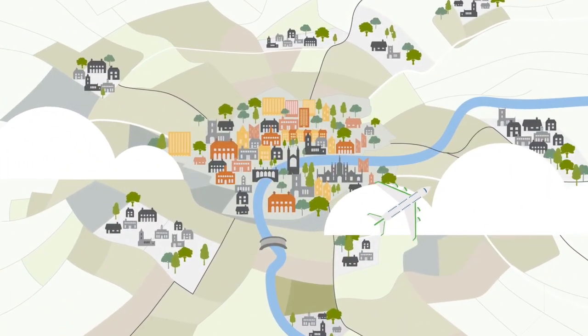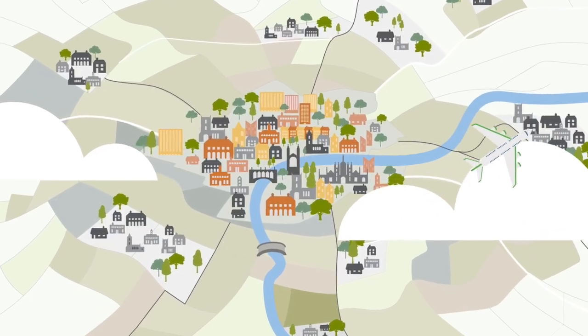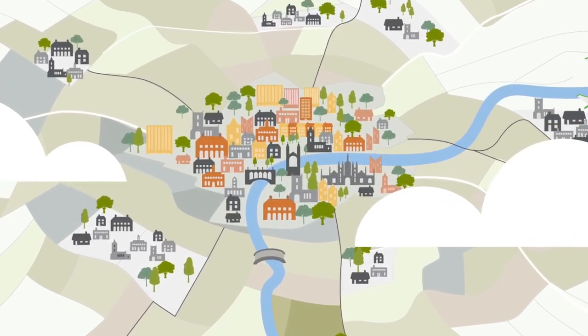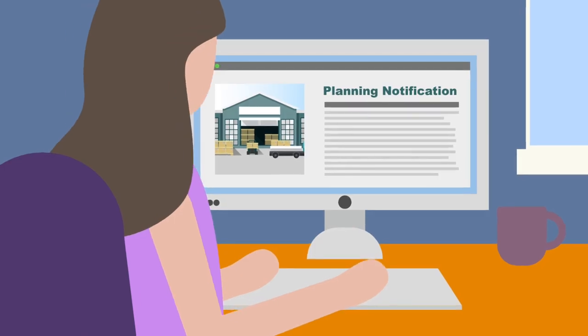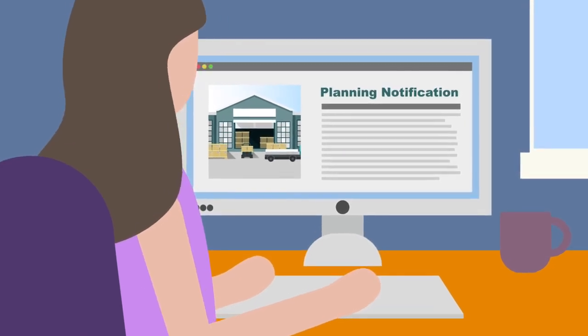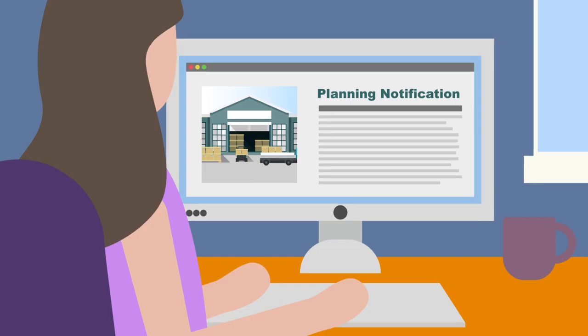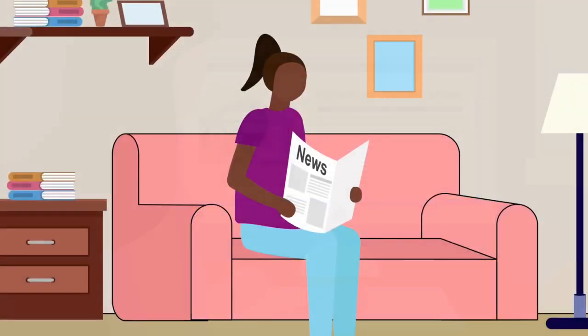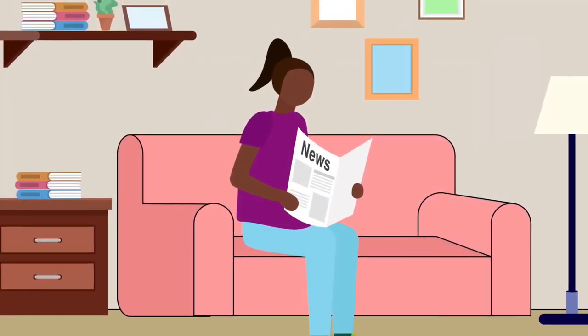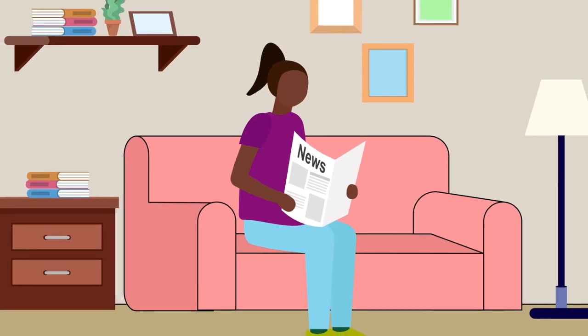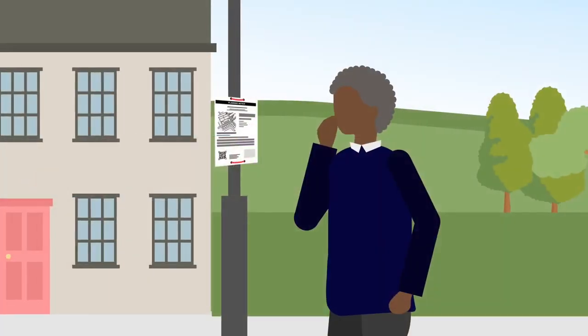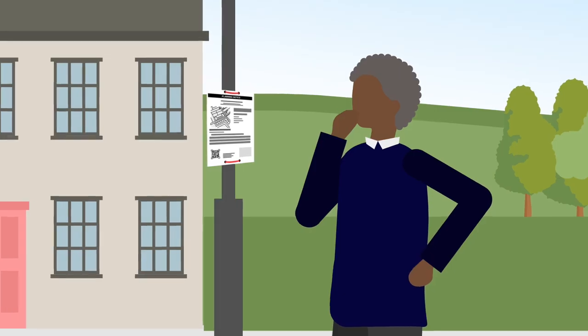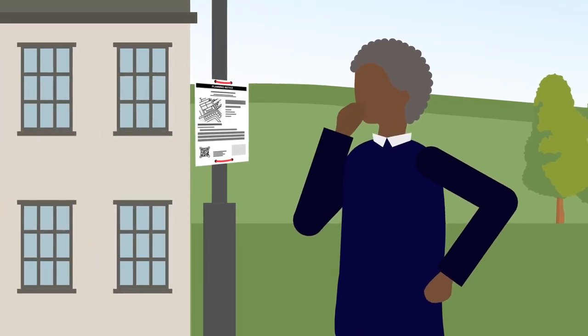Public consultation is an important part of the planning decision-making process. All valid planning applications for the Greater Cambridge area are published to an online planning register where anyone can view them. In this video, we'll talk about how the public can submit comments on planning applications. You can support, object, or make a general comment on any undecided planning application.